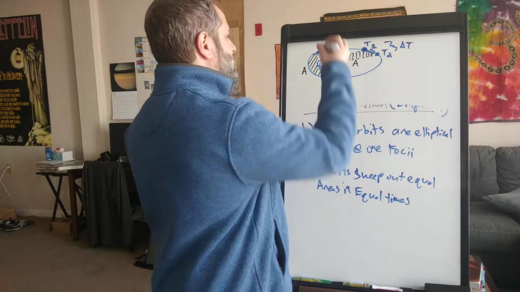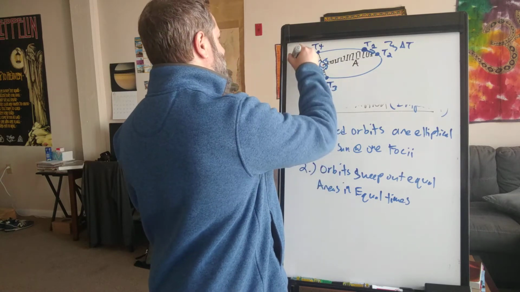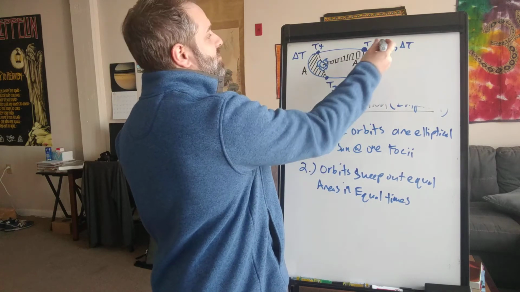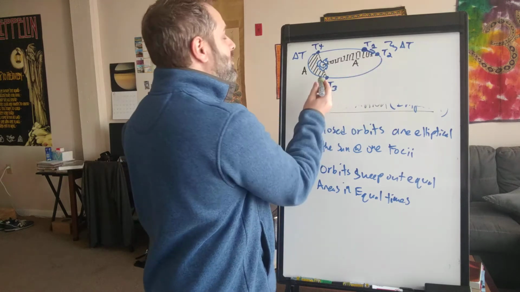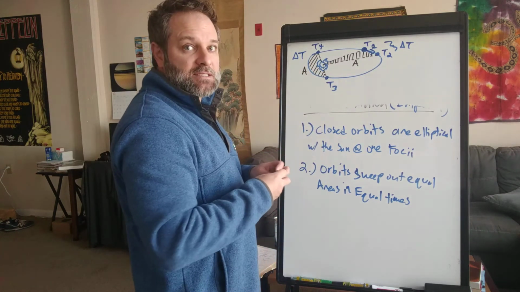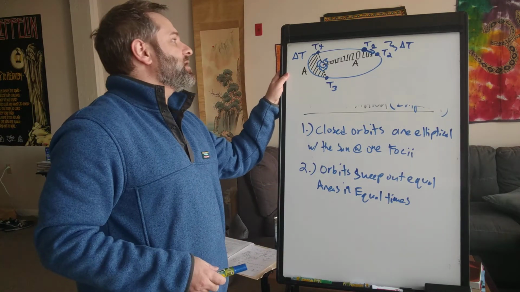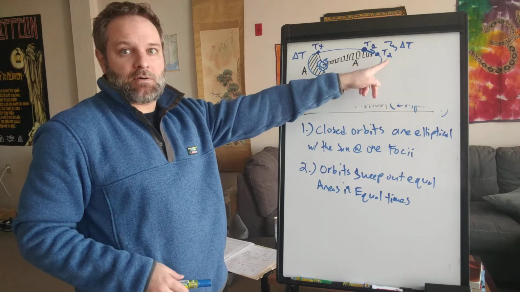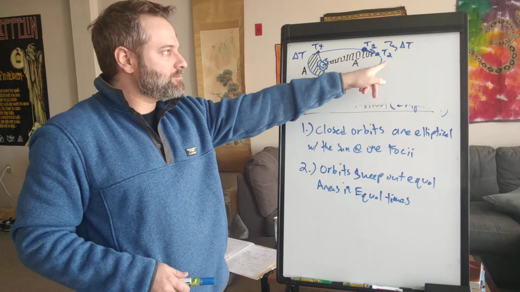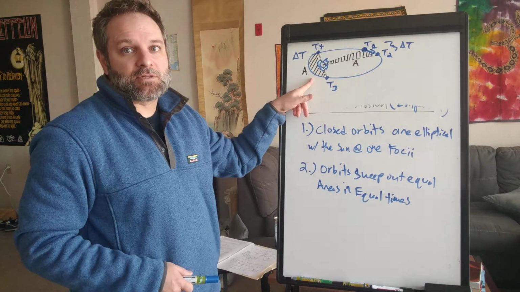So this progression from T3 to T4 takes that same delta T that it took it to get from T1 to T2, but the planet's moved a much larger distance in order to make those areas the same. So what this second law is saying is that orbits are slower when they're further away from the sun and faster when they're closer.